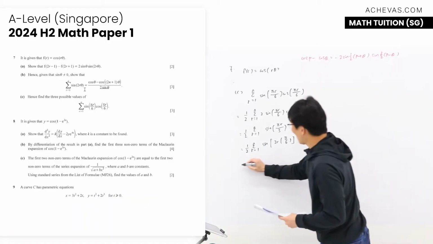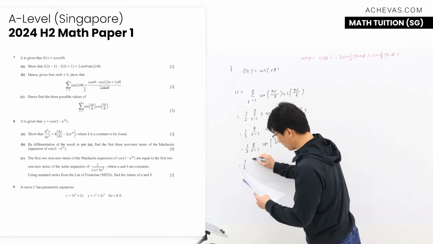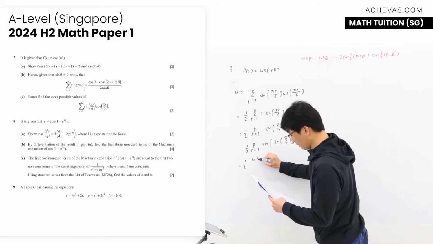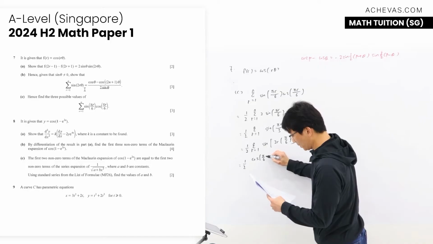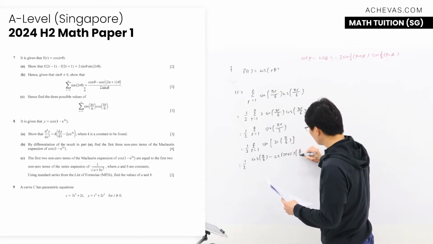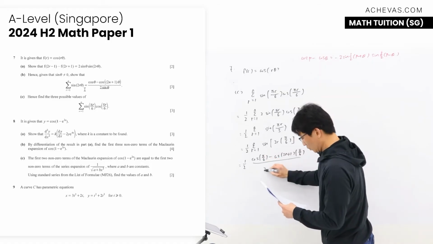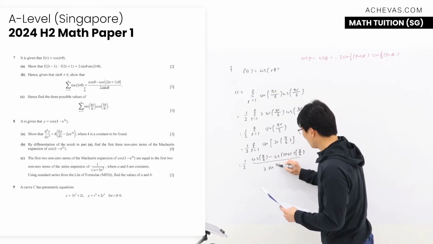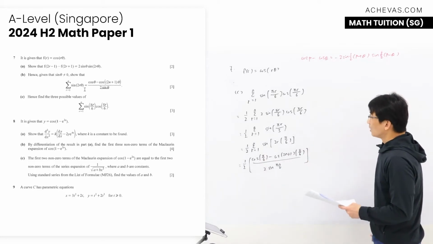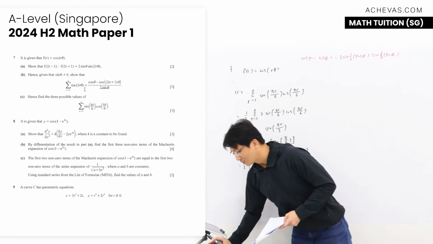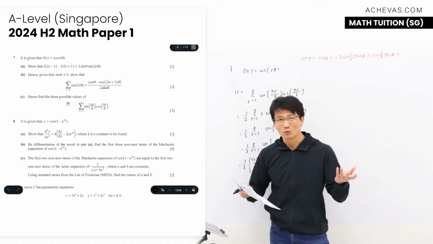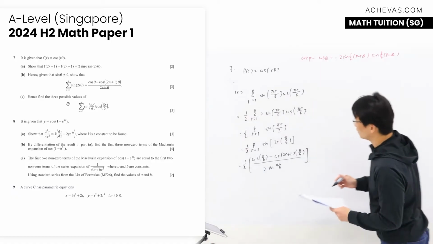Once I have this, I can make use of my previous part. I'm going to re-express this summation into the standard form that I already showed in part B. This is what I'm getting, over 2 sine pi over 6. Now the question wants us to find the 3 possible values. I'm going to go for maybe 1, 2, 3 first. Let's see how it works out.